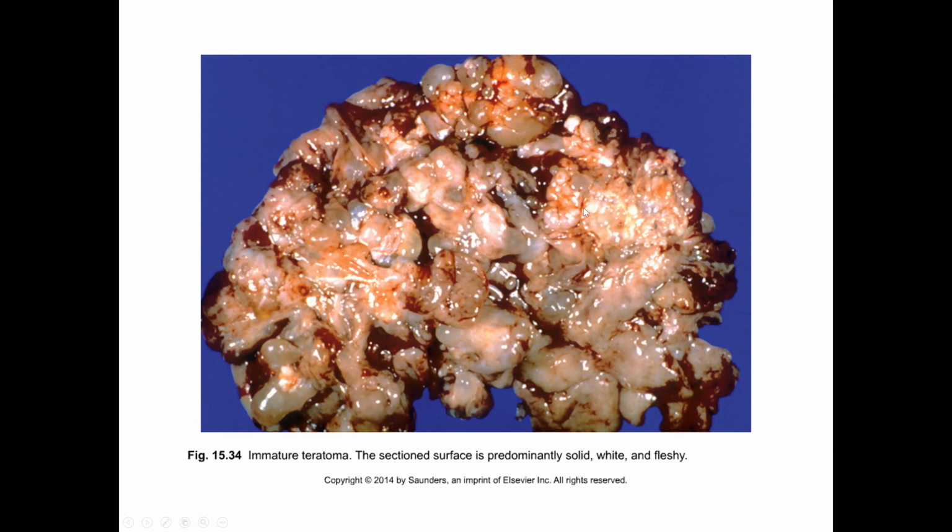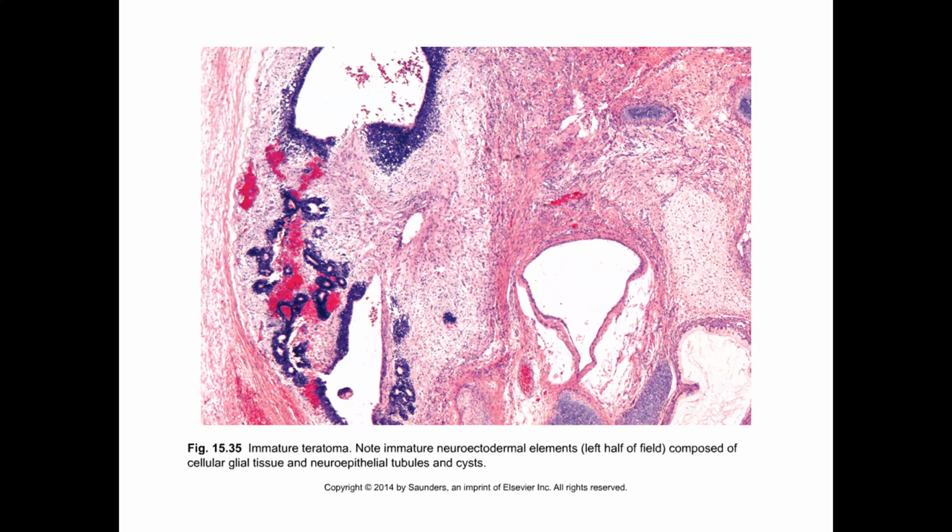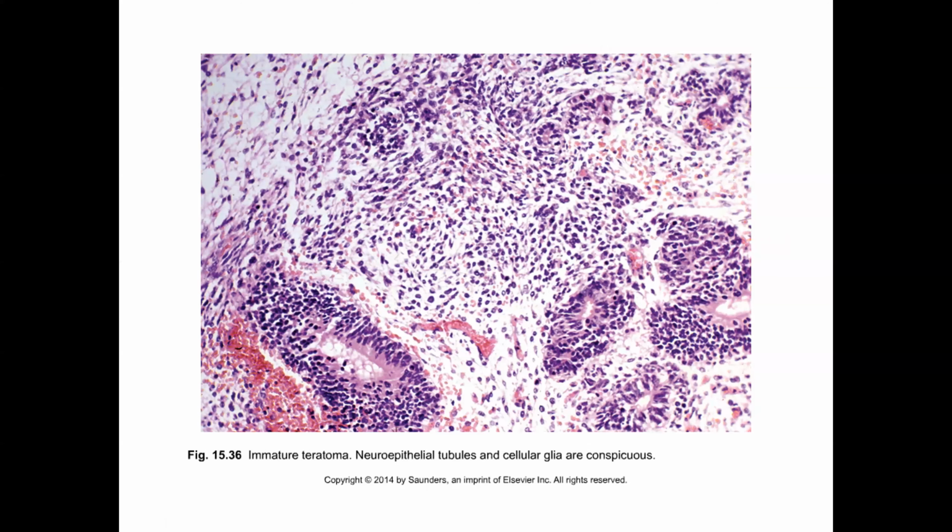Now, here's a nice image of one. You see this glistening type lobulated tissue with sort of a solid, fleshy appearance. And under the microscope, we would look for these very cellular areas of mitotically active glial tissue forming small tubules or rosettes, and in company with other immature tissues such as immature cartilage or immature mesenchyme that we see elsewhere. Here's a high magnification view showing the tubules, the little rosette formations, and the immature glial components.